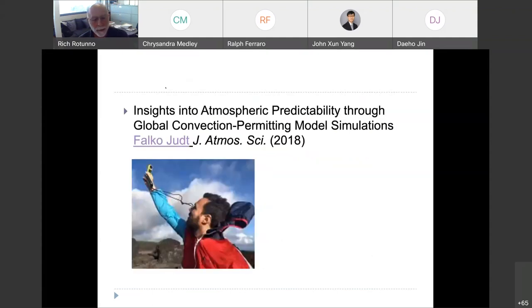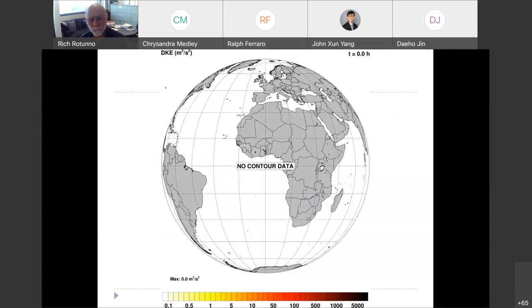I'm going to show you now a realization of this line of research, looking at the error growth in meteorologically complete models. And this one is due to Falco and Judd, in the Journal of Atmospheric Science in 2018. Let me just bring up the picture and I'll describe it as we go. What you're going to be seeing here is the disturbance kinetic energy.